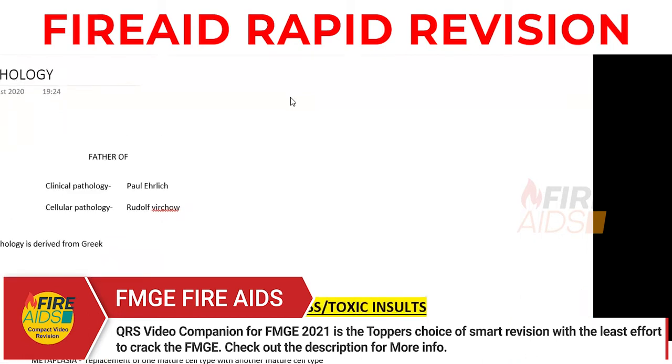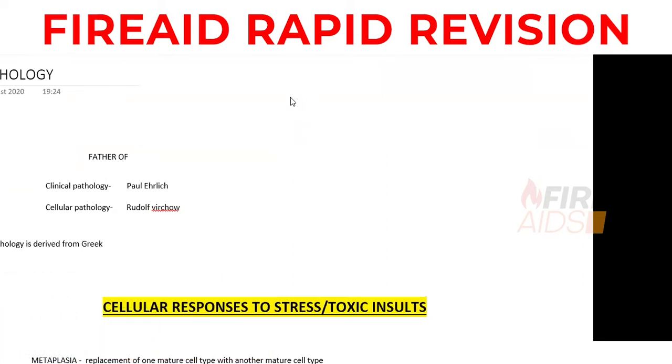So this is QRS supervision class. We are starting with pathology today. Pathology and pharmacology are the topics that we are going to deal with today. These two are extensive topics, but as much as possible, we'll quickly cover them, and we will see all the important points without missing anything.